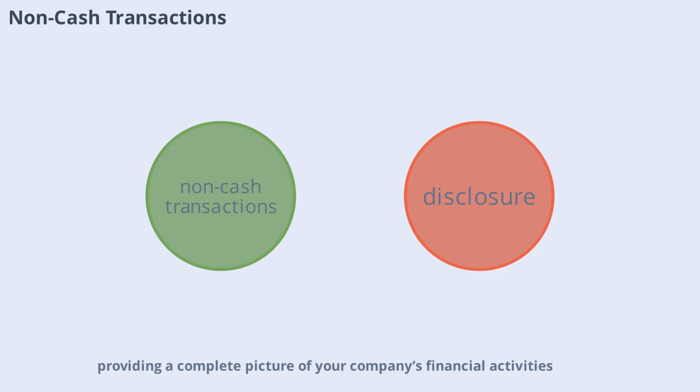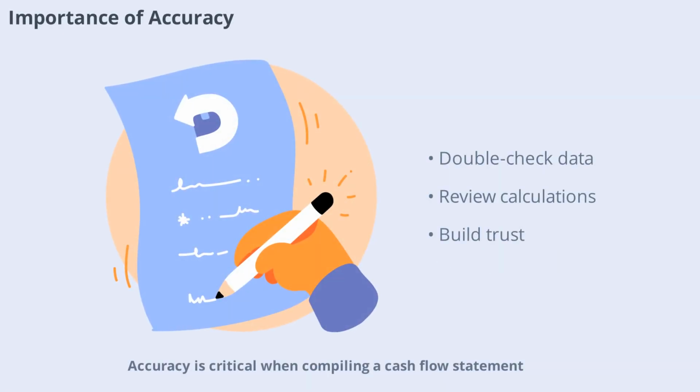Accuracy is critical when compiling a cash flow statement. Small errors can lead to big misunderstandings about your company's financial health. Double-check your data, calculations, and adjustments. Reliable cash flow statements build confidence among investors, lenders, and management.